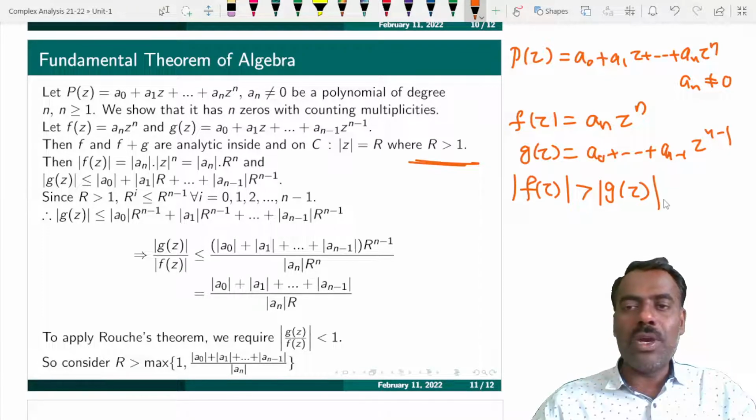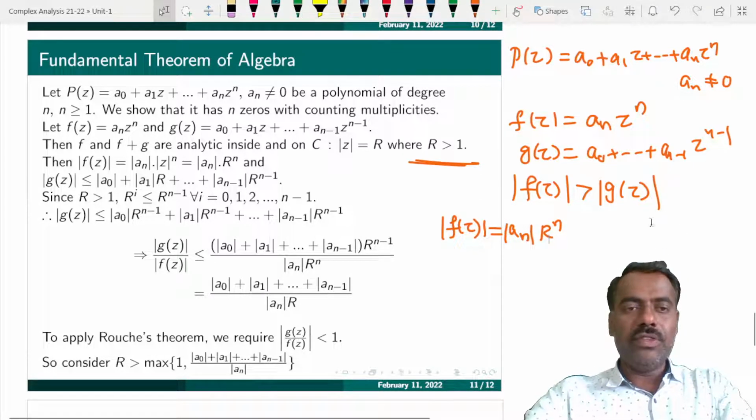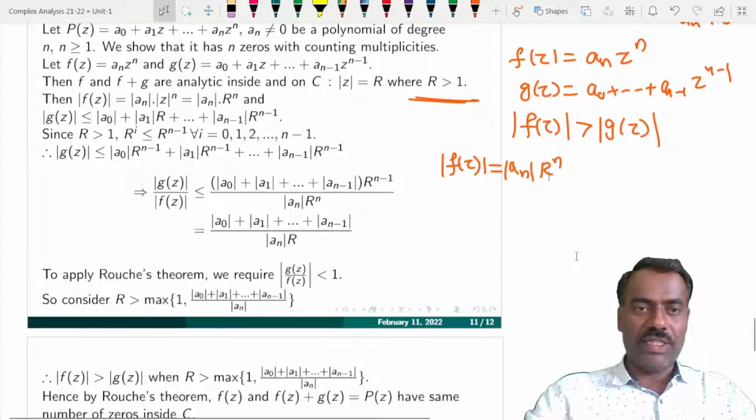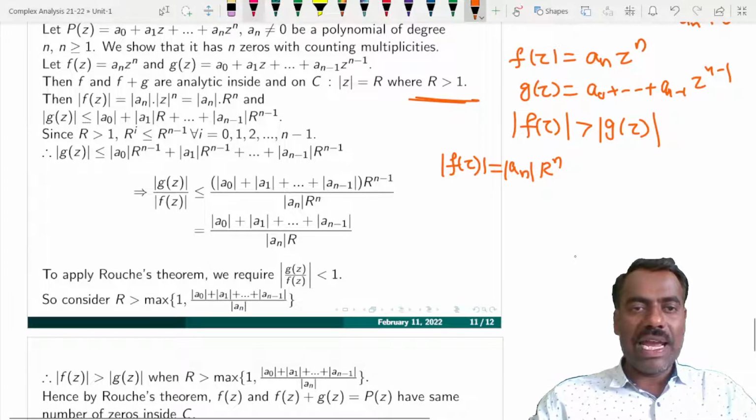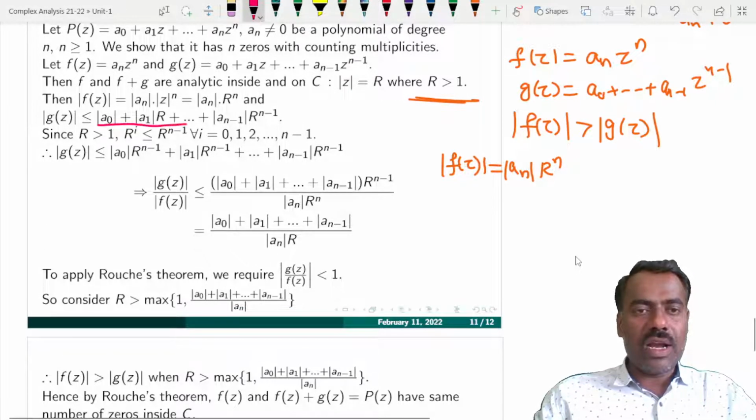Mod f of z is mod a_n into R power n. So mod f of z, what we get here is mod a_n into R power n. Then we want to find out what is the modulus of g of z. That one can easily be done by applying the triangle inequality: mod a_0, a_1 R, and so on.